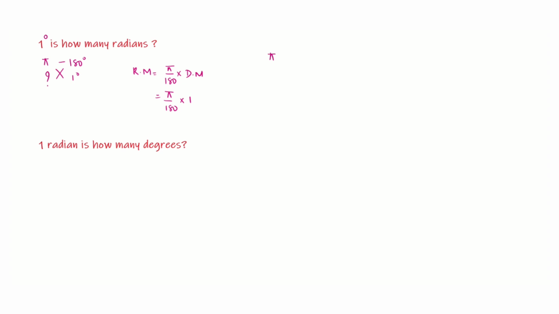Substituting the value of pi as approximately equal to 22 by 7, we get the value of pi by 180 as 0.01746 radians.